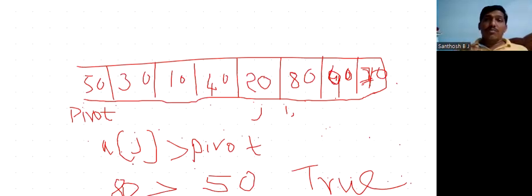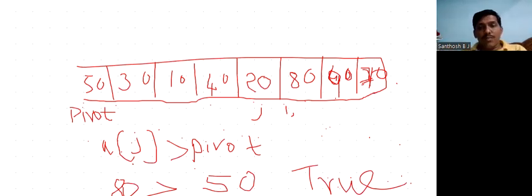Another condition you must see carefully: once J crosses I, you change the pivot value. Please understand this. First you compare with I. If the condition is satisfied, you increment I. When the condition is false, stop incrementing I and move on to J. If the condition is true for J, you decrement J until the condition is false. After completing both steps, you swap A of I and A of J.